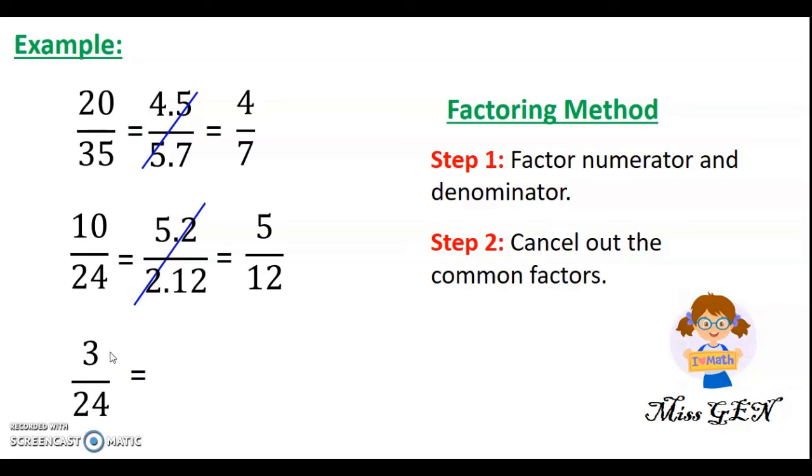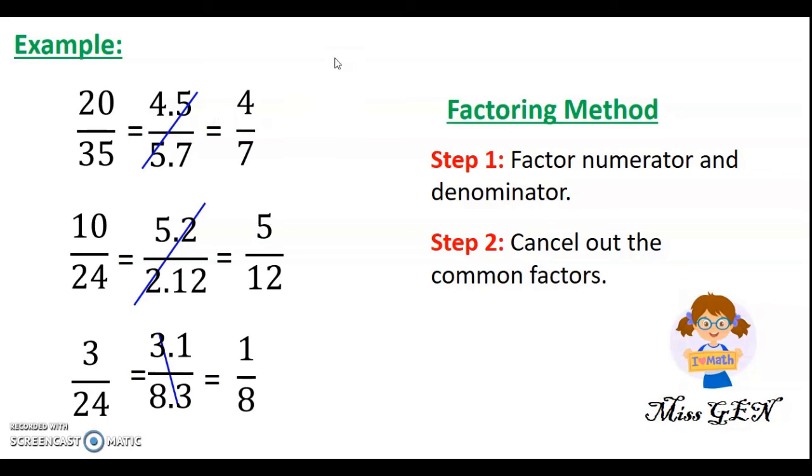And the last example, we have 3 over 24. As you notice here, our numerator is already a prime factor. So we cannot factor 3 any further because the only number that can multiply to 3 is 1. So our factors for 3 are 3 and 1, and for 24 we have 8 and 3. So cancel out the common factors and we have remaining factors, which are 1 and 8. So this will be our answer, the simplest form.